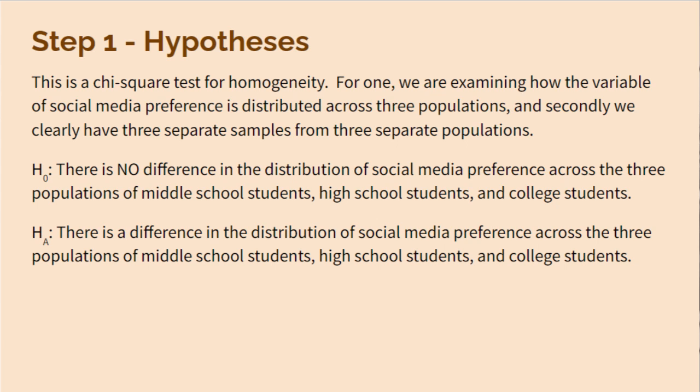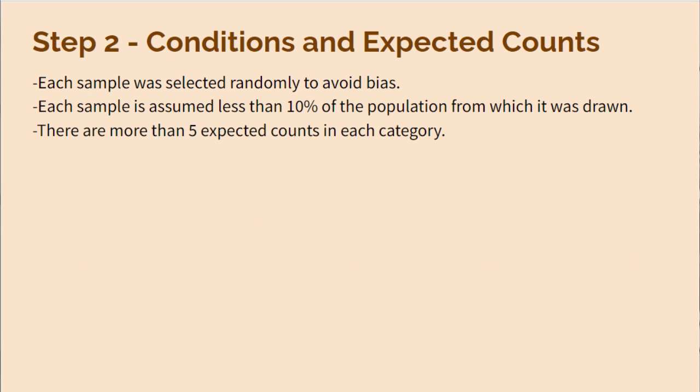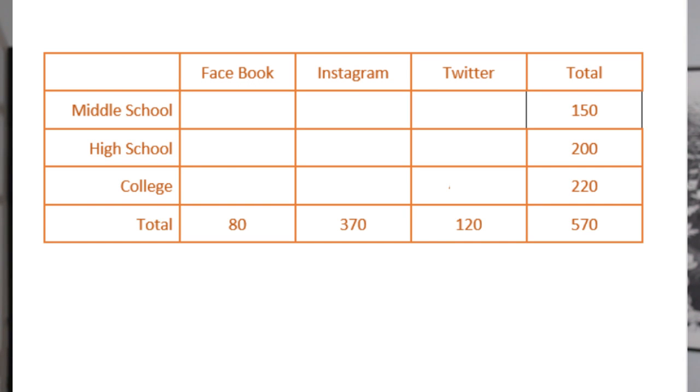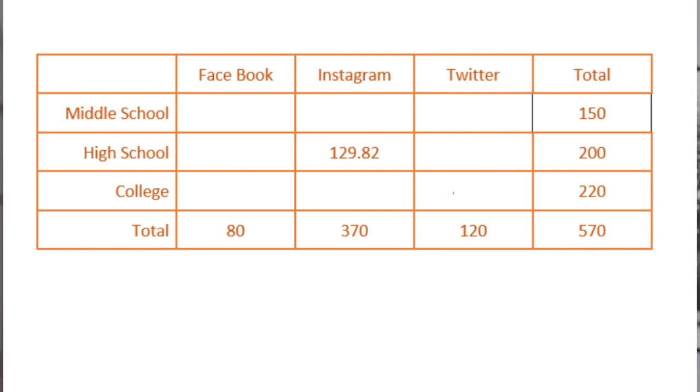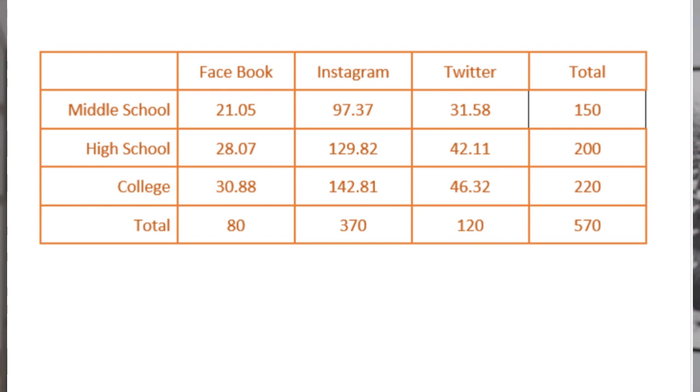The second step is checking those 3 conditions. And in that third condition, we got to make sure that every category has 5 or more expected counts. How do you find the expected counts in a 2-way table like this? Once again, for each individual cell, and there are 9 of them, so there's lots of math to do here, but we're going to take the row total times the column total divided by the grand total. For example, high school students that prefer Instagram, row total 200 times column total 370 divided by grand total 570 to get the 129.82. You're going to repeat that process for every single cell. A little bit time consuming, but that's what you got to do.